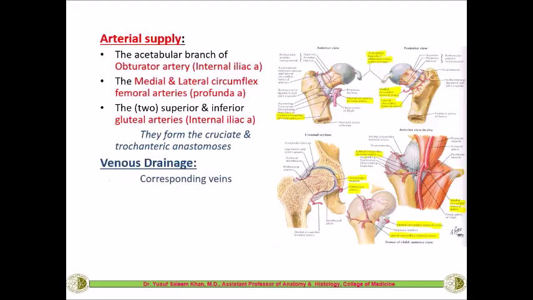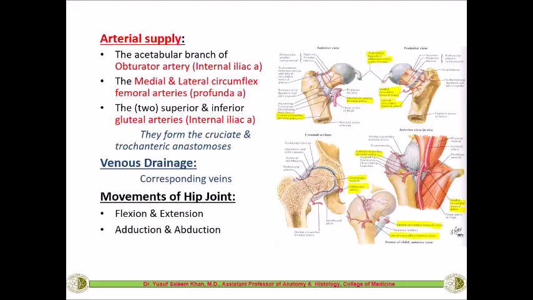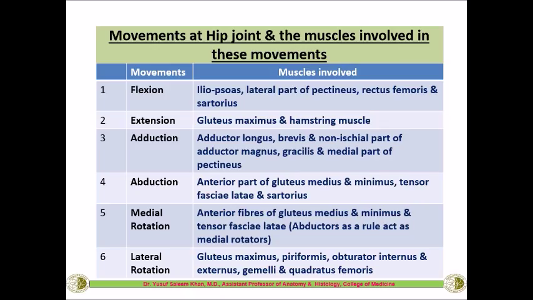Coming to the venous drainage, it is by veins which have similar names to those of the arteries. So these are called the corresponding veins, which drain the hip joint. Coming to the movements of the hip joint, they are very similar to those of the shoulder joint, that is flexion and extension, abduction and adduction, medial and lateral rotation, as well as circumduction. But the range of movement in the hip joint is lesser. That is what you are supposed to remember. The same movements as the shoulder joint are there, but the range of movement is much less compared to that of the shoulder joint.